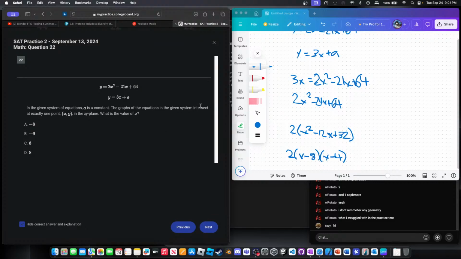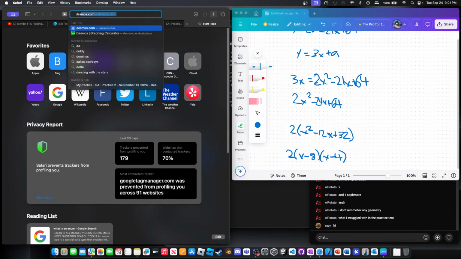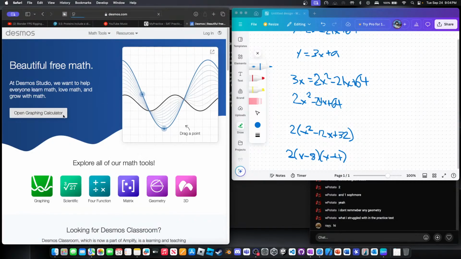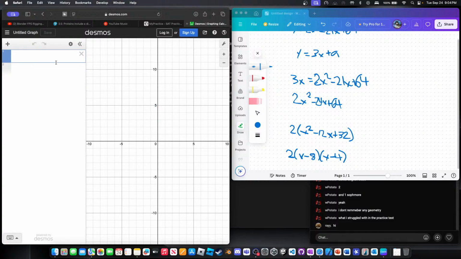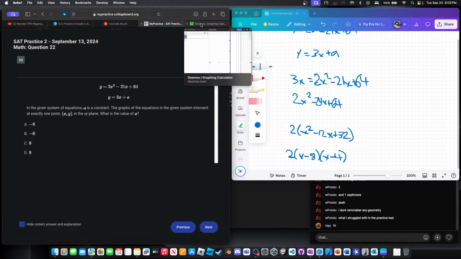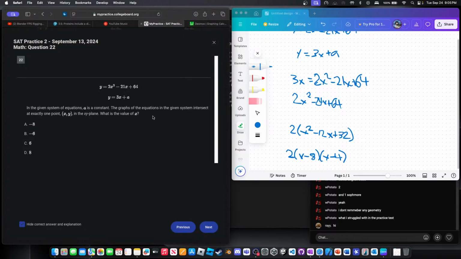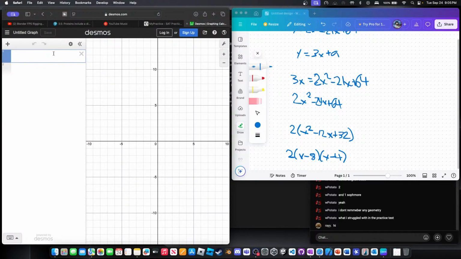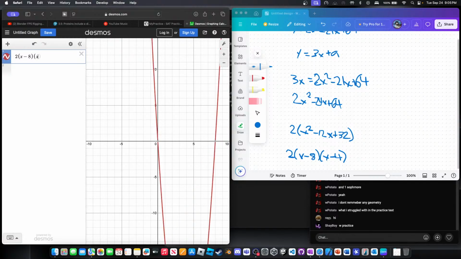So where do they intersect? I have to open up Desmos again because I have no idea what I just did. I just factored everything for absolutely no reason. Okay, so the graphs intersect at exactly 1 point x, y. What is the value of x? Okay, so let's actually plug this in real quick. So I got 2 times x minus 8, x minus 4.